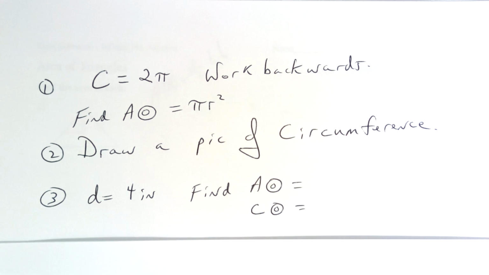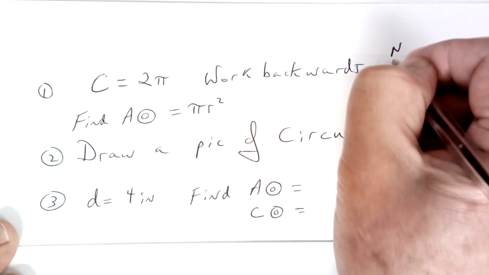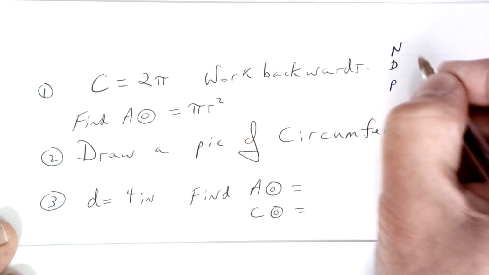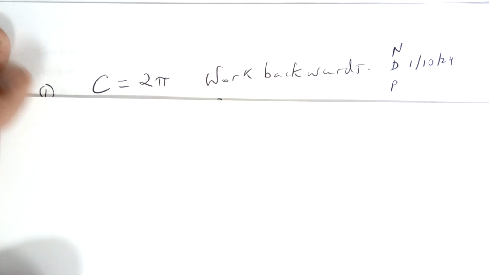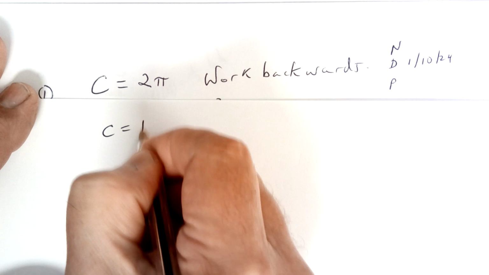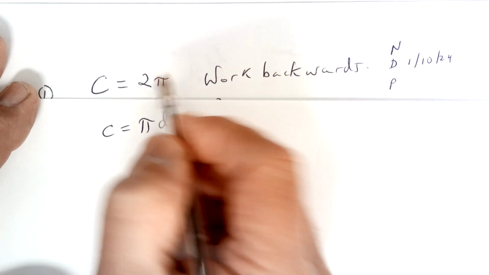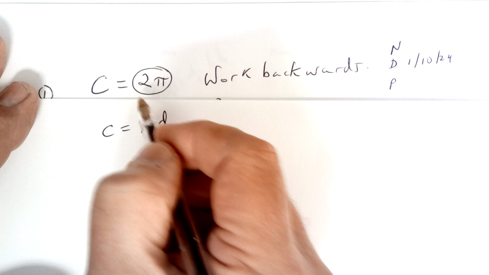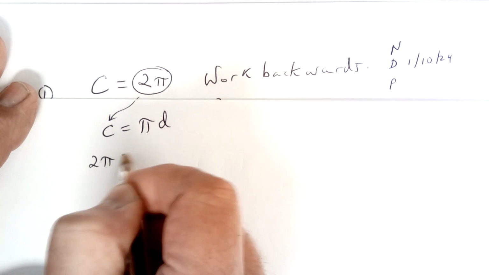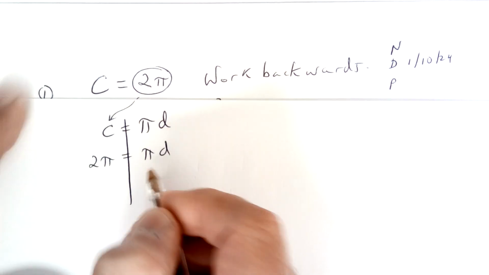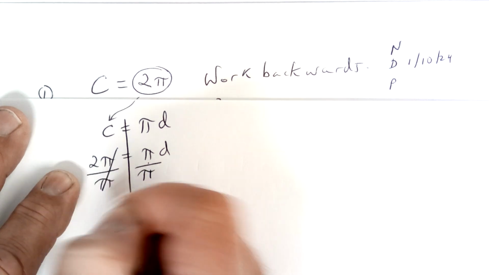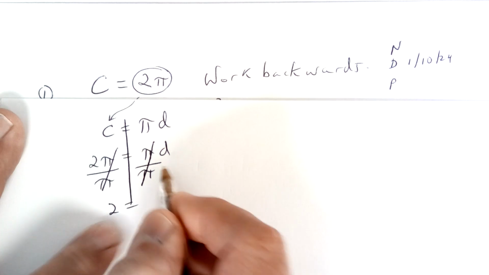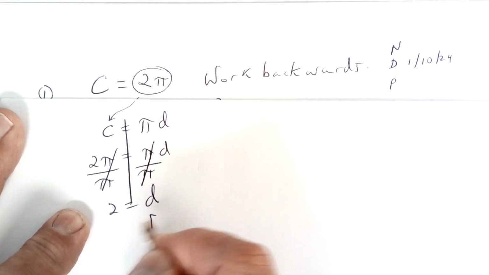Okay, so number one is work backwards. Make sure you put your name, date, and period. And today is 110. So here we have circumference. Circumference equals pi times diameter, and they tell you what the circumference is. So you want to substitute 2 pi here. When you do that, you're going to divide by pi, and when you divide by pi, the pi's cancel. So you're left with 2 is equal to the diameter. So the radius is half of that, which is 1.